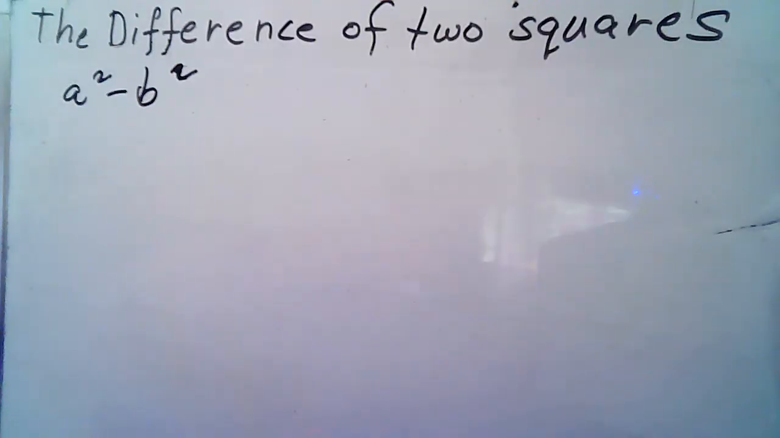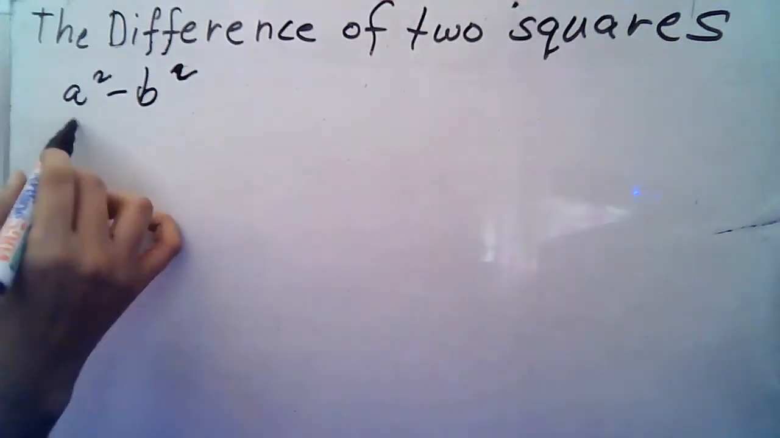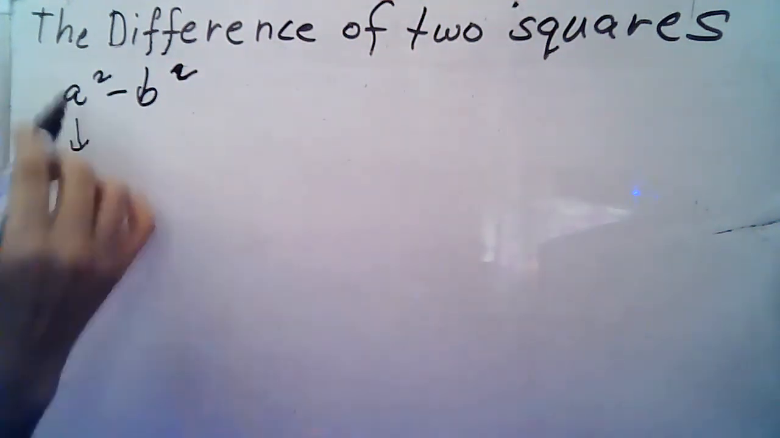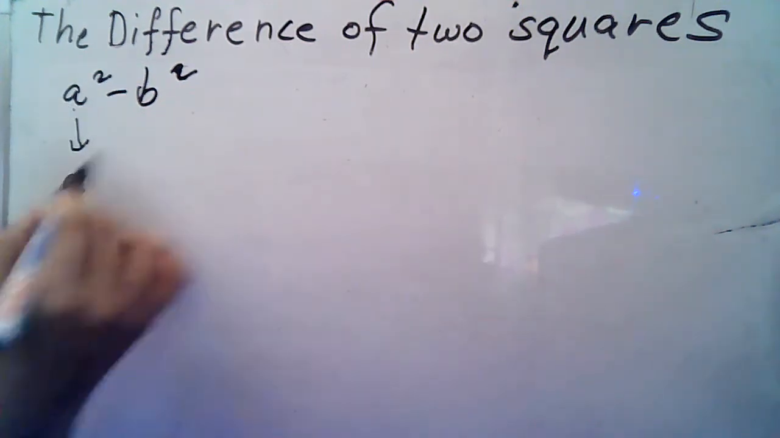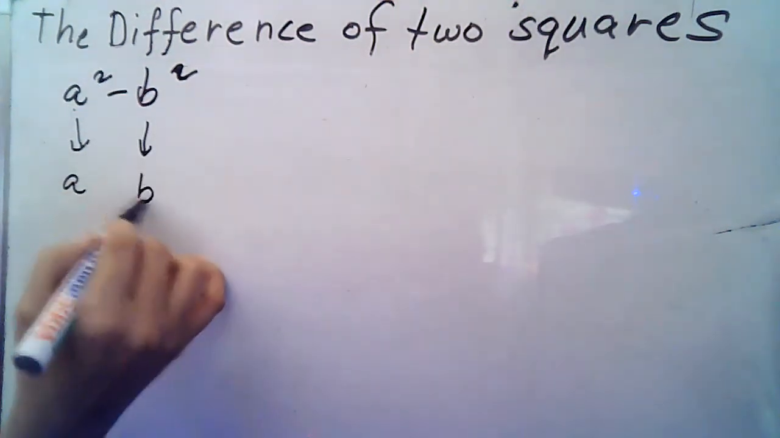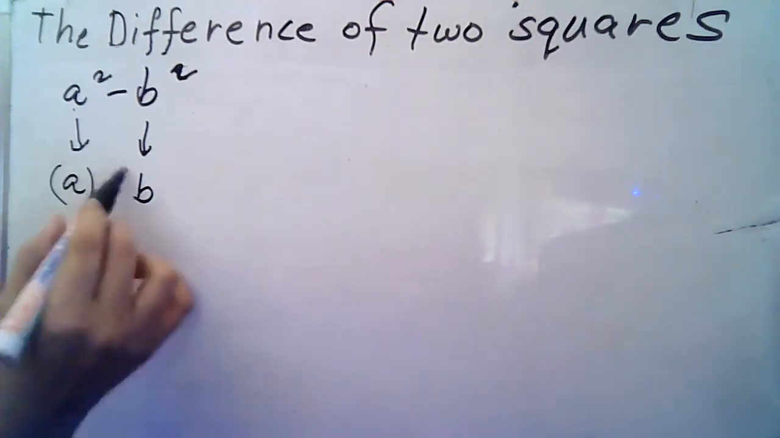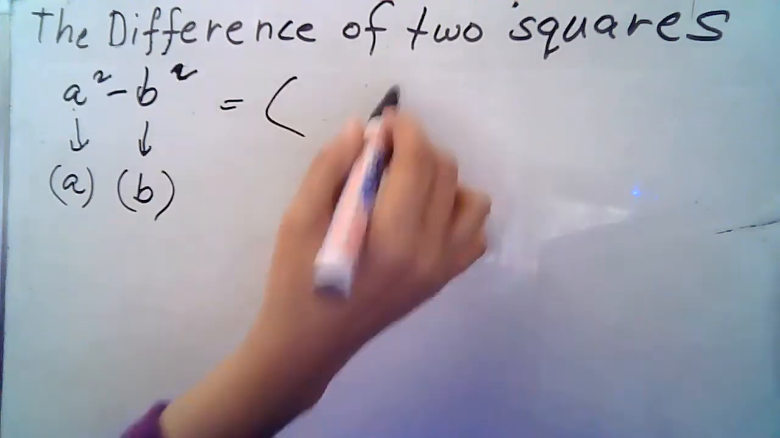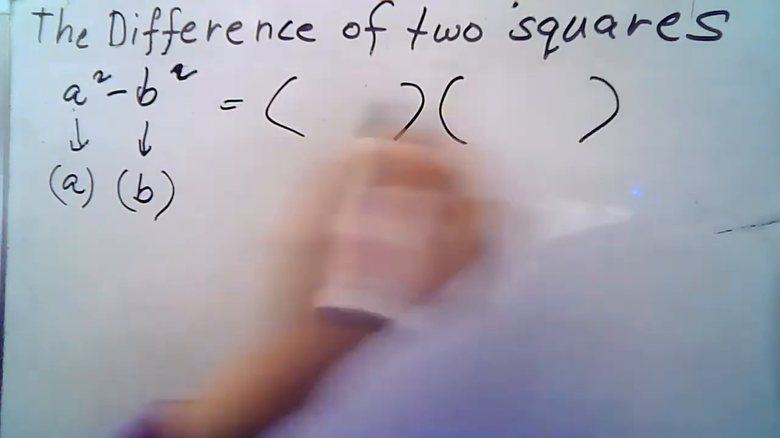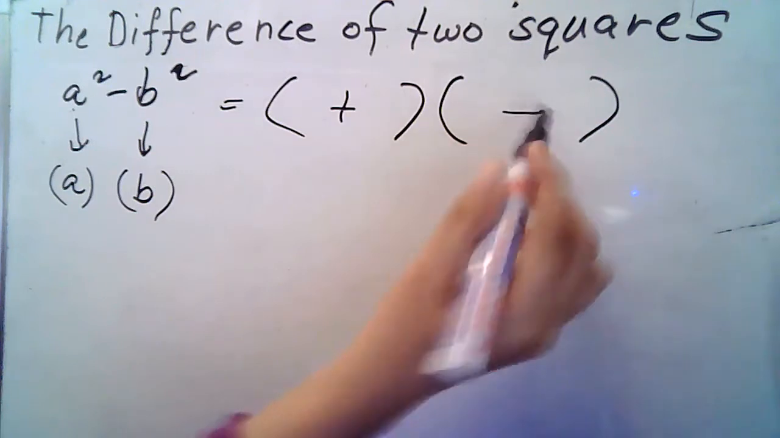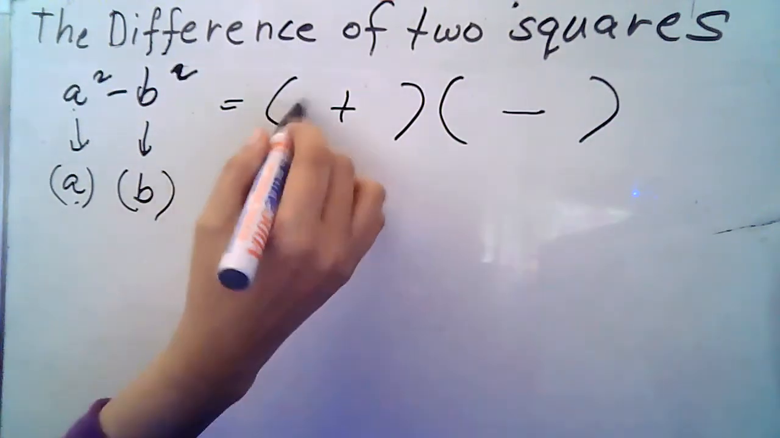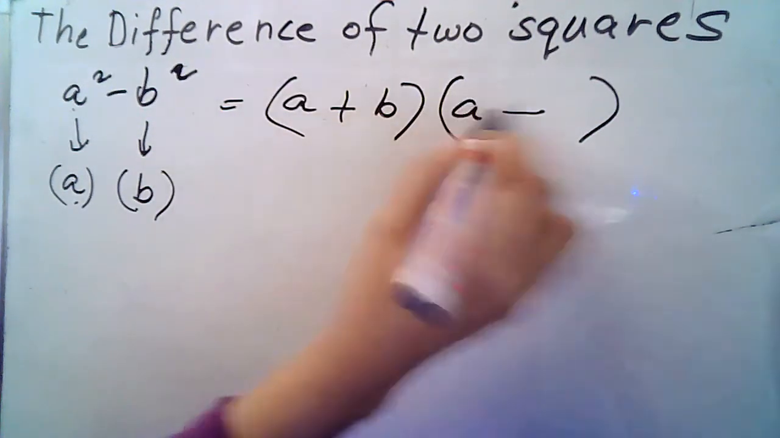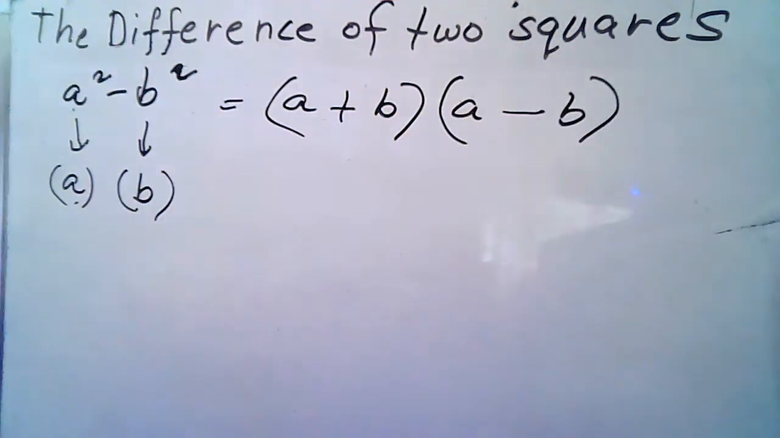So this is the procedure in factoring the difference of two squares. First, we need to obtain the square roots of both the first term and the second term. Okay? And then express these factors as the product of the sum and difference of these square roots. So, can you see the pattern now?